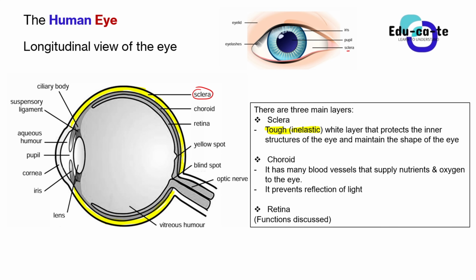It remains durable, and it's a white layer, and it protects the inner structures of the eye, because it is found outside the eye, the one that we can see as the white part of the eye. It is actually protecting the parts that are inside. It also maintains the round shape of the eye. For the eye to be round like this, it is because the outer layer, the sclera, is round as well. So it protects the inner structures, and it also maintains the shape of the eye.